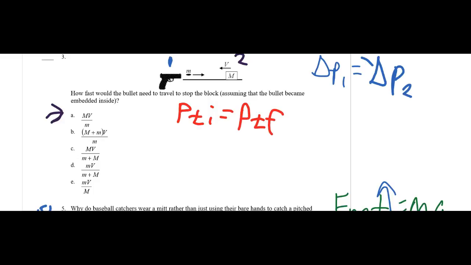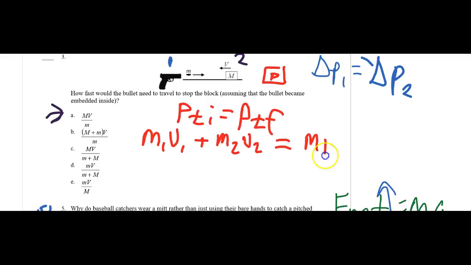So how can I do this? How many objects do I have before the collision? Well, I have objects 1 and 2. So I need the momentum of object 1, which would be m1 v1, plus the momentum of object 2, which would be m2 v2, equals, afterwards, they stick together, the bullet's in there, and it stops. So that could be just one thing, mass total times velocity total, but it stops, so this whole side becomes 0 afterwards. Now I think I can change back to the variables.